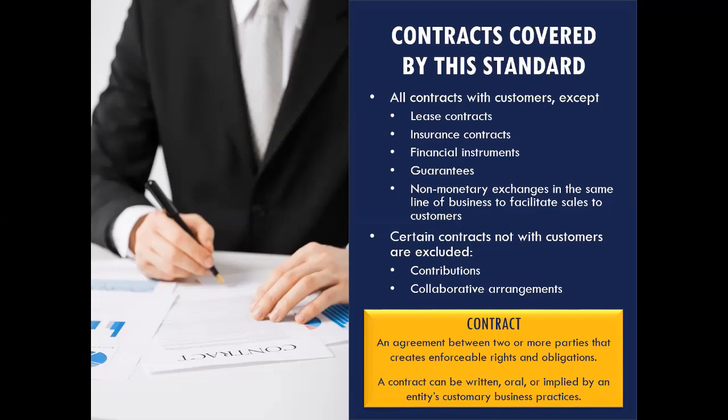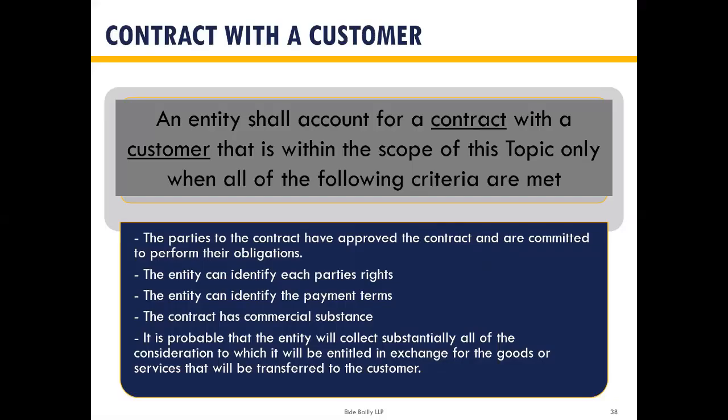A contract can be written, oral, or implied by customary business practices. An example of that is if I go to a museum and buy a book from the gift shop. Obviously, there's no written contract in that transaction, but because of customary business practices, it's considered to be a contract with a customer. So, just some further clarity on contracts with the customer.